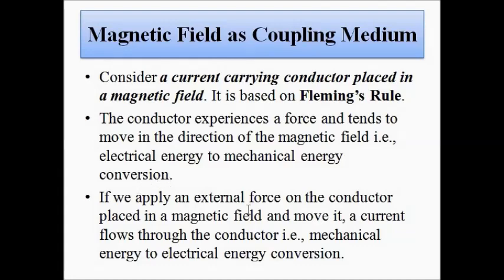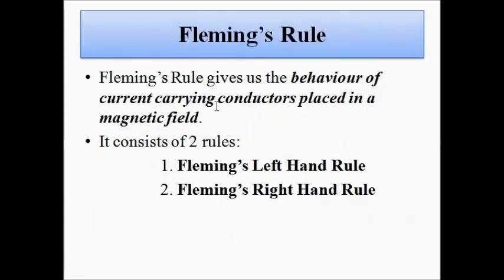Now if we apply an external force on that conductor, kept in a magnetic field, and we move the conductor in a certain direction, a current will flow through that conductor. Here the mechanical energy is converted into current, which is an electrical characteristic. So this is mechanical energy into electrical energy conversion. This involves both Fleming's left hand and right hand rule.